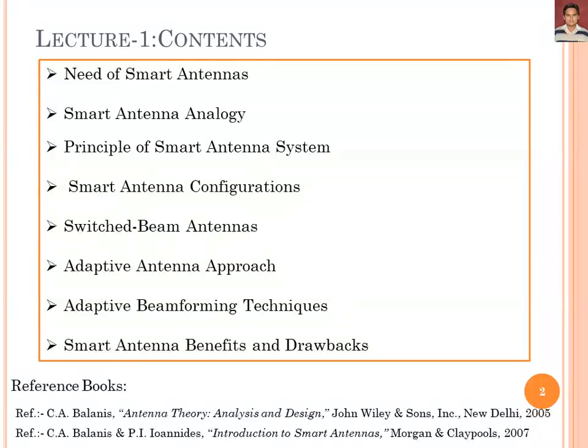The content of this lecture has been taken from these two books, which are written by C.A. Balanis, and these books are very famous and popular across the globe.